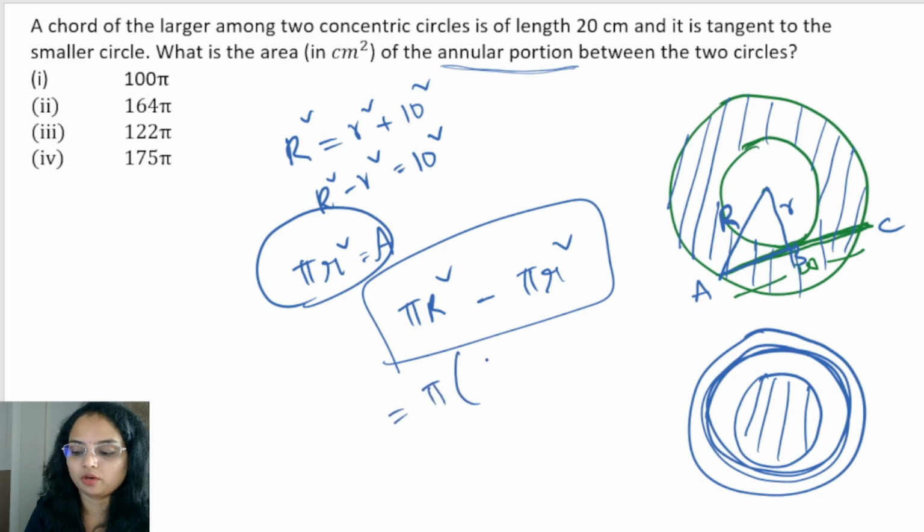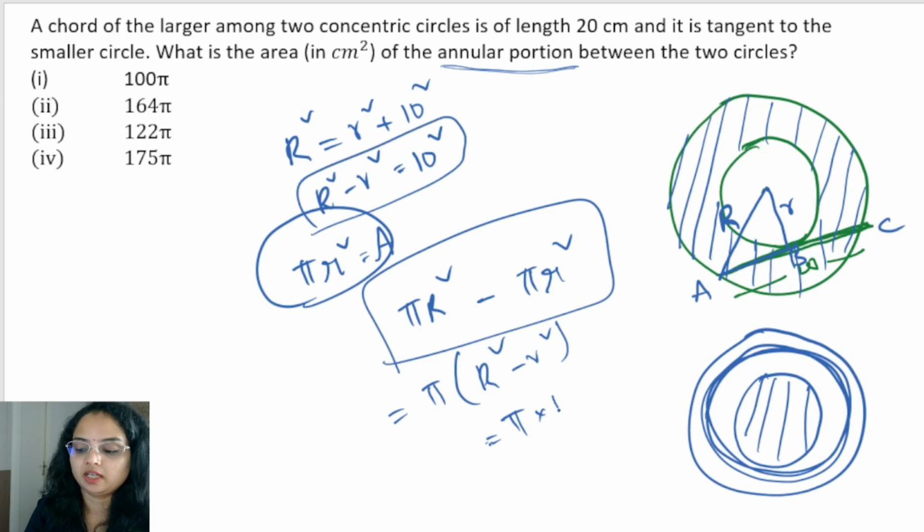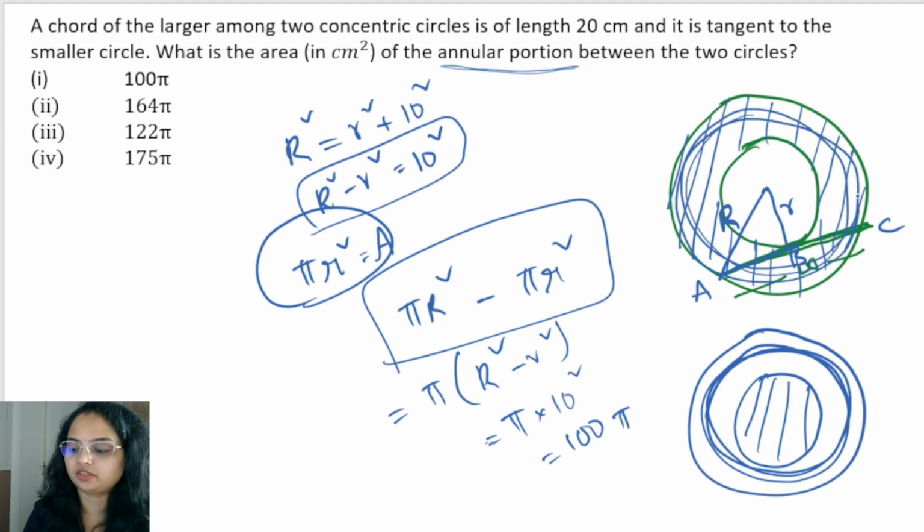So take pi common. It is capital R square minus small r square. It is pi into, we have this value here, it is 10 square. So it is 100 pi. So the area of this shaded region is 100 pi. First option. That's all for this video. Thanks for watching.